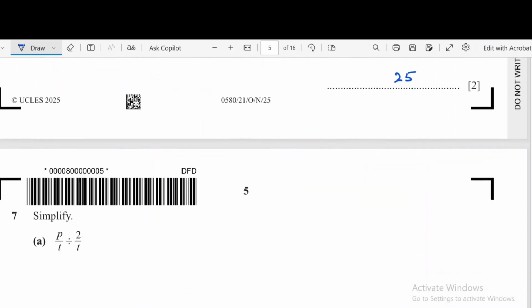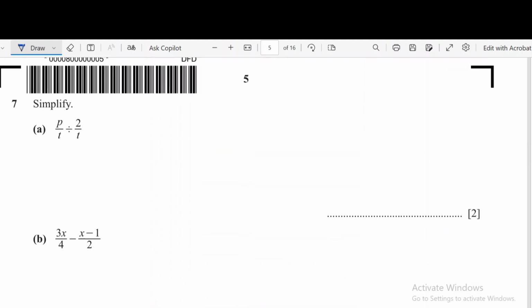Now let's proceed to question number 7. We are asked to simplify this. So this is P over T. This sign here we change to multiplication, and we take the inverse of this fraction. Instead of 2 over t, we're going to take t all over 2. So this and this will cross out. We have p all over 2. That's the final simplification.